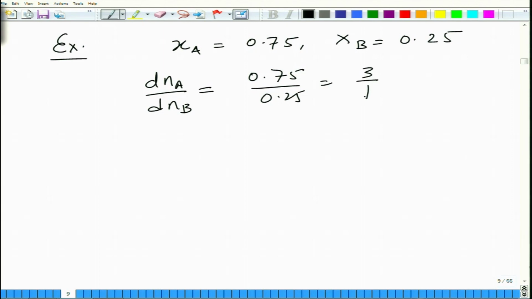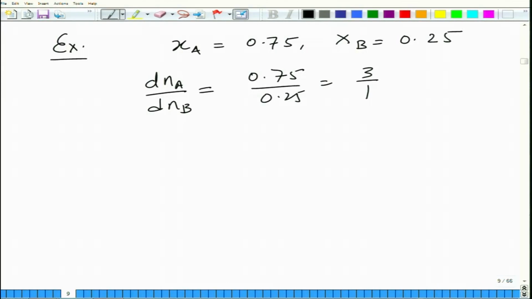So when you make a change in dNA and dNB, if it is in this ratio of 3:1, so you add 1 atom of B and 3 of A, or 2 of B and 6 of A, then this ratio is always maintained. As a result, the overall fraction of A and B in the system doesn't change. So overall composition is maintained without altering. So if you maintain this ratio, then mu A and mu B, which are functions of composition, do not change.